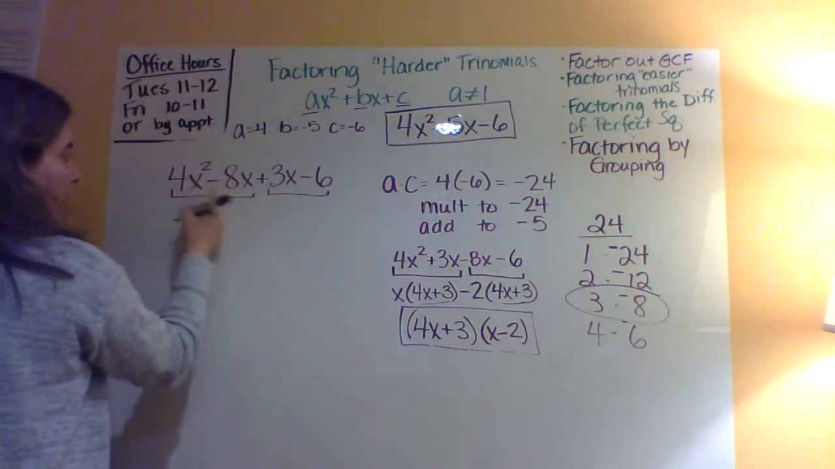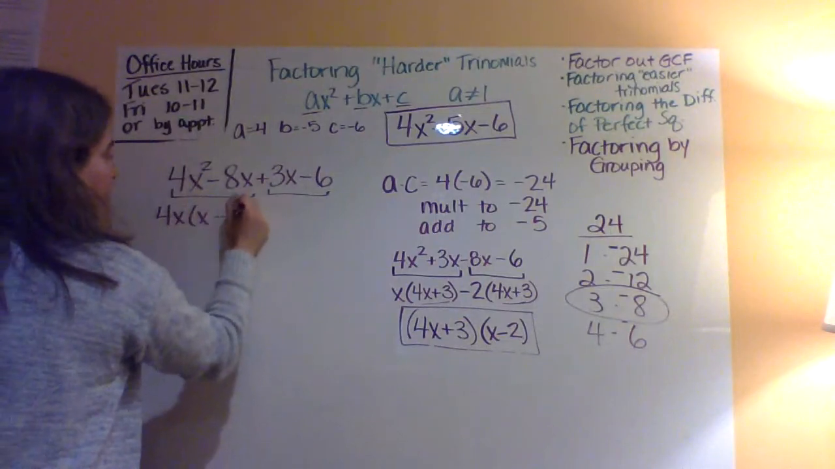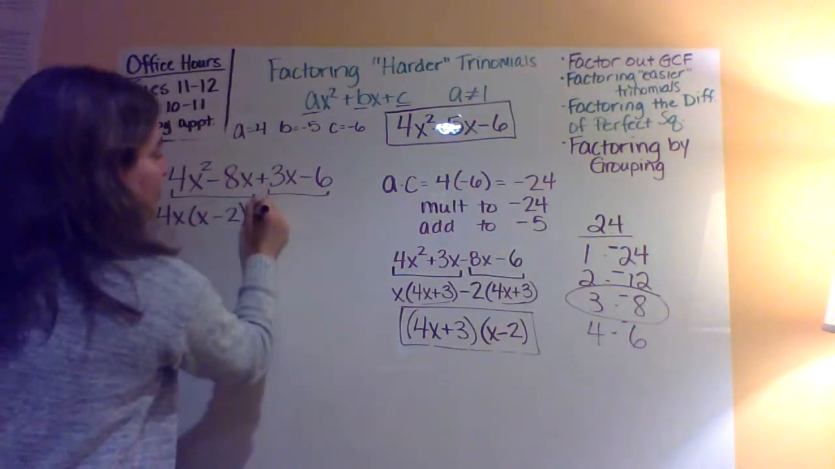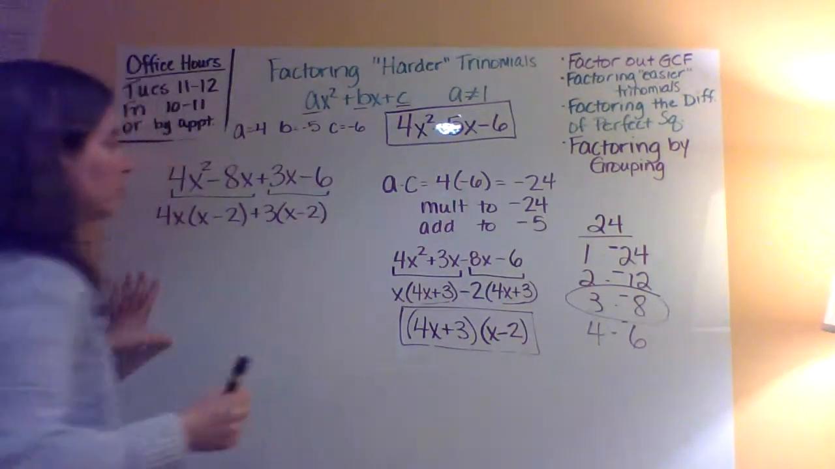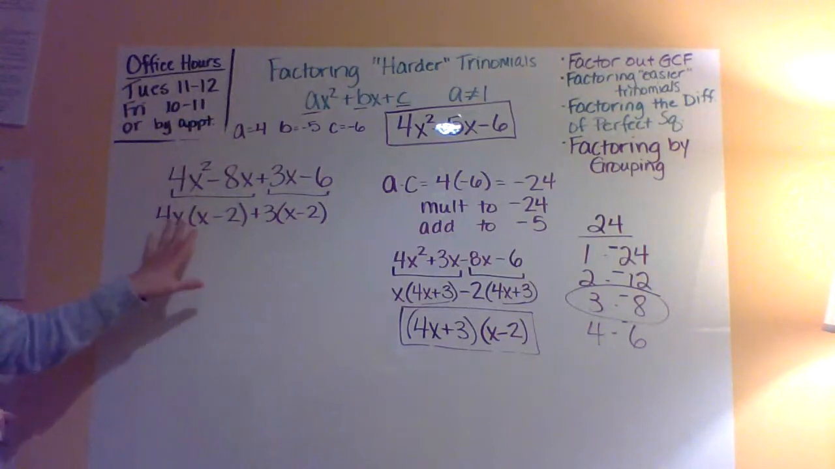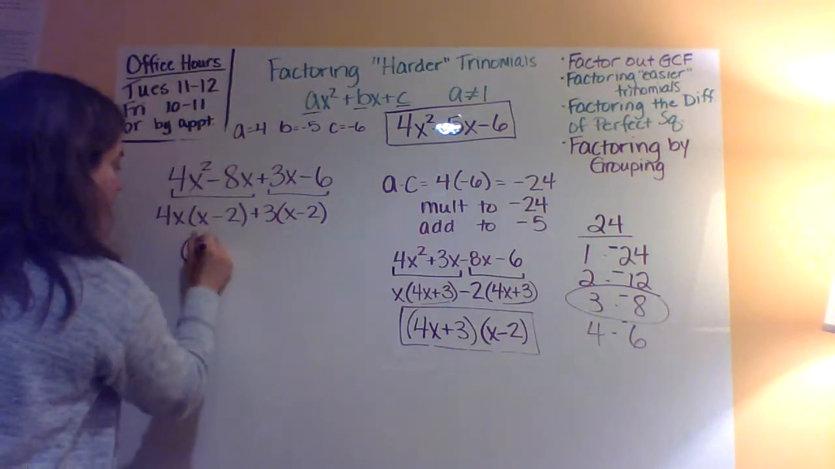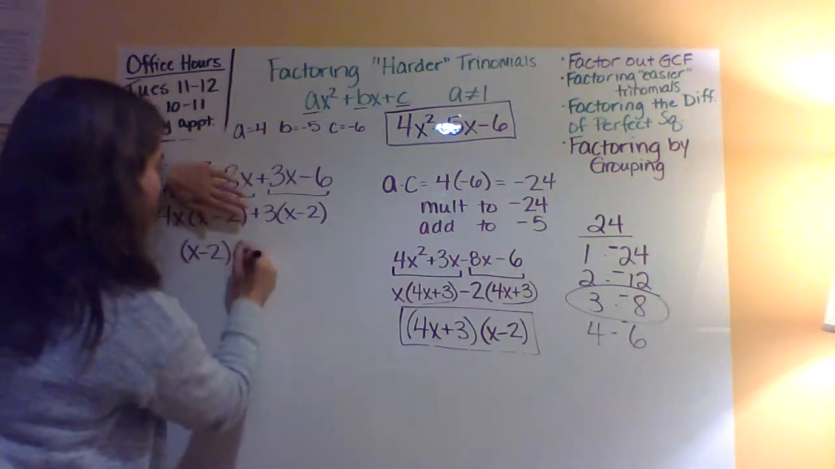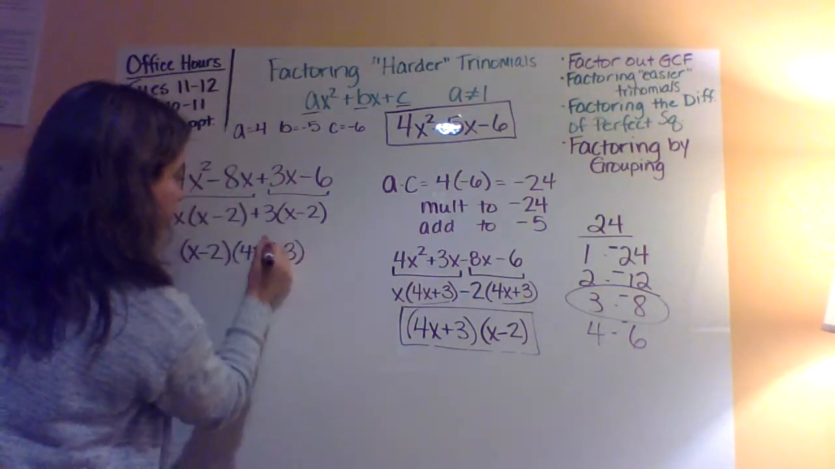4x squared minus 8x. Now these have a 4x in common. And what I have left is x minus 2. These two now have a positive 3 in common. And what I have left is x minus 2. When I look at these two terms, what they have in common is x minus 2. And again, if I pull that out of this term, I have a 4x left. If I pull that out of this term, I have a plus 3 left.